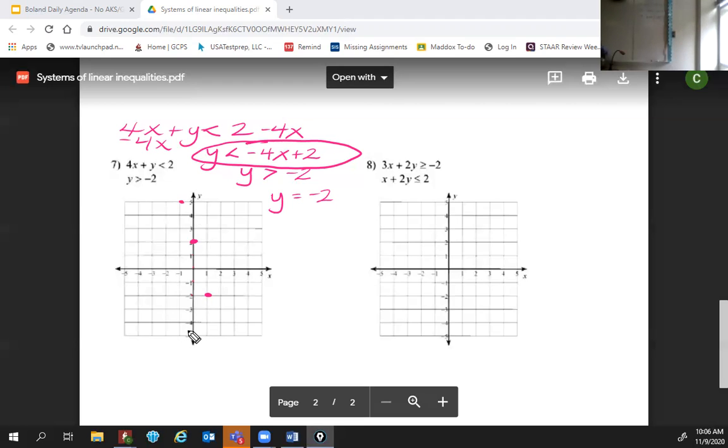What is different about this line than my first example? It's going to be dashed. How do we know it's going to be dashed? Because of the inequality sign not having a line underneath it. So I'm going to try my best to dash this line.